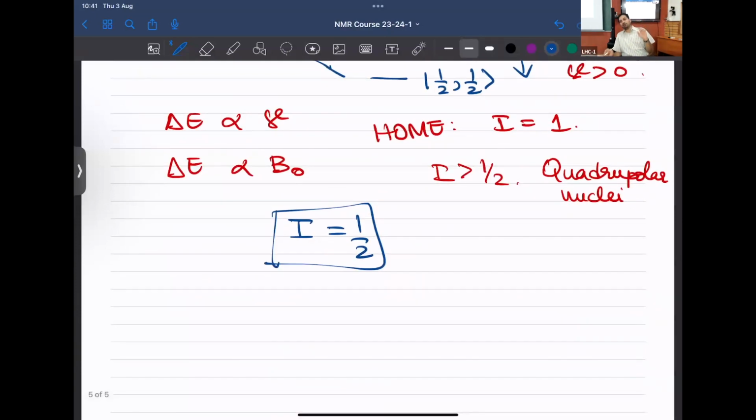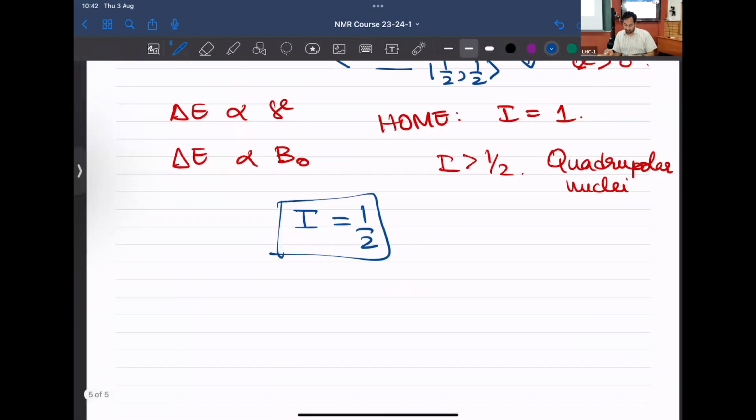Any questions thus far? What I have established so far is that if you have a nuclear spin quantum number, the degenerate energy states can be split if you suspend it in an external magnetic field. And the energy difference between the ground and excited states is proportional to the gyromagnetic ratio and the strength of the external magnetic field that is applied.